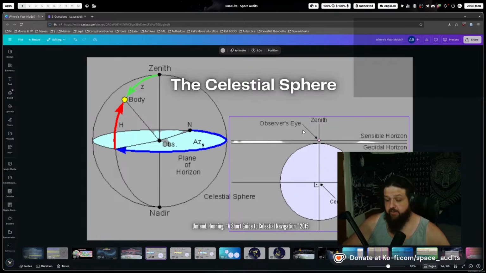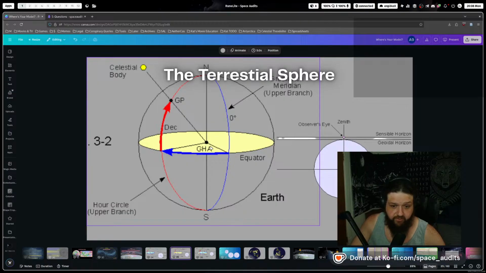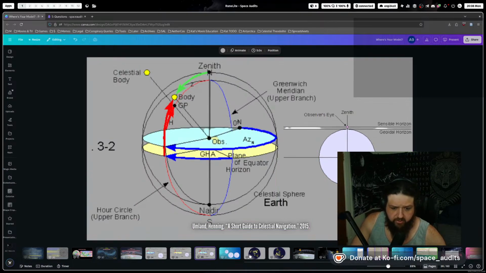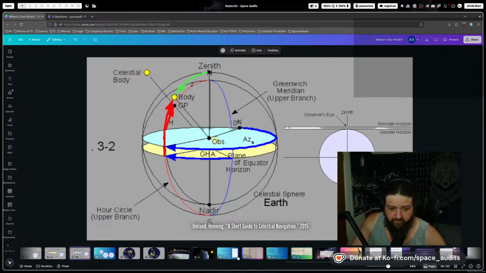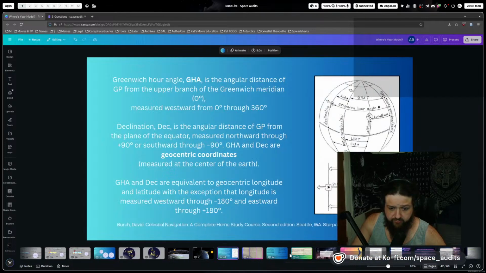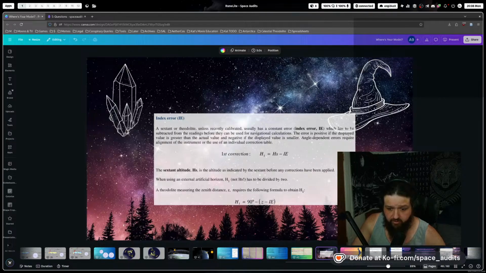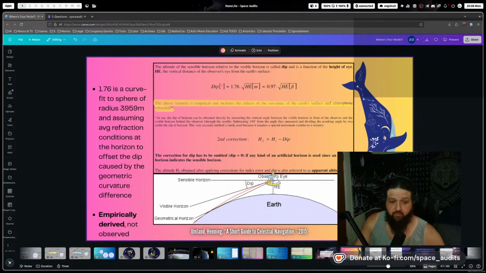So all you're doing here is putting yourself in the center of a celestial sphere, and then saying that you're also standing on it rather than having it move relative to you. So that whole process involves, like I said, a series of transformations and corrections here. But the biggest one that we're going to be concerned with to start off with is our dip correction.